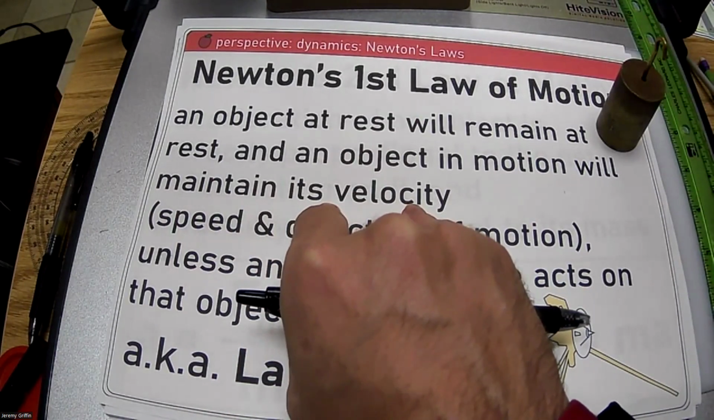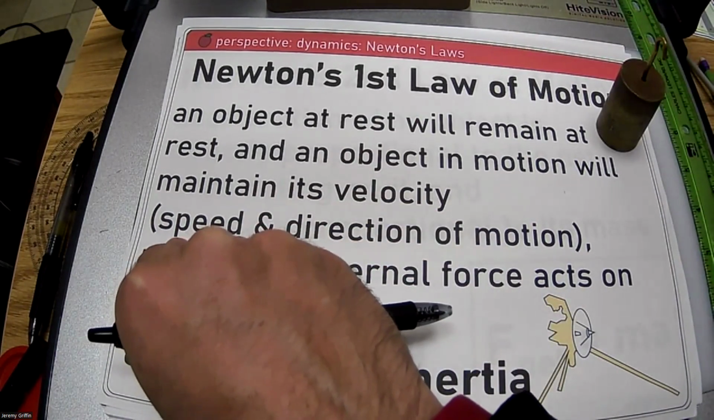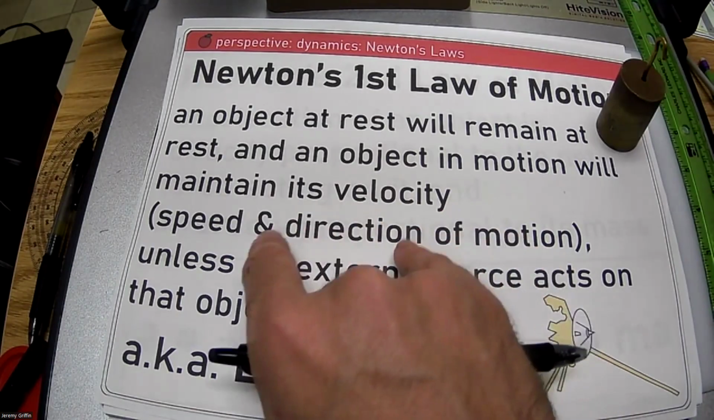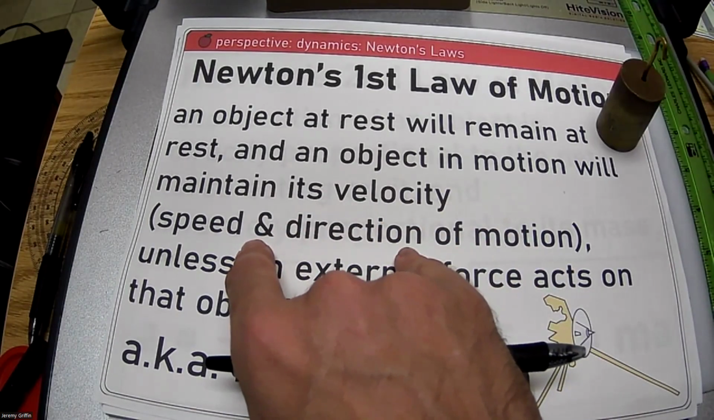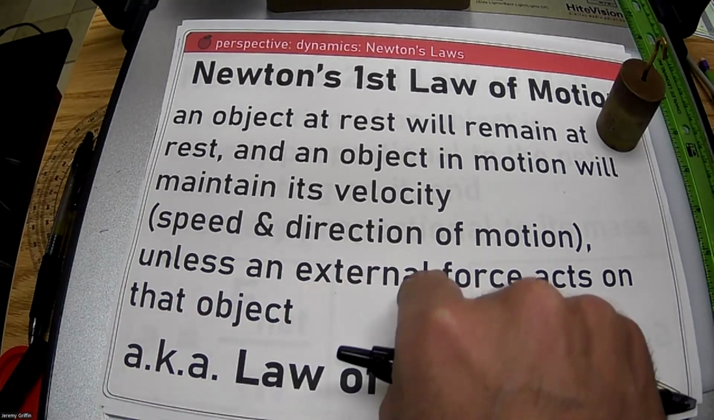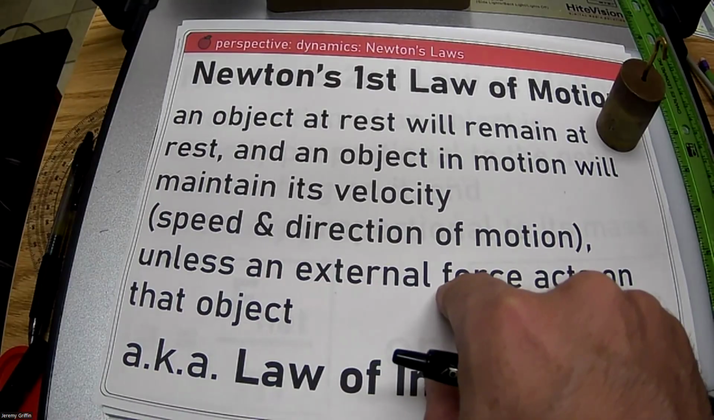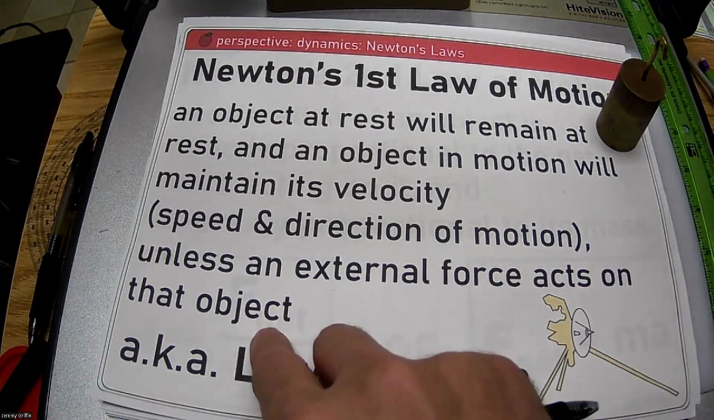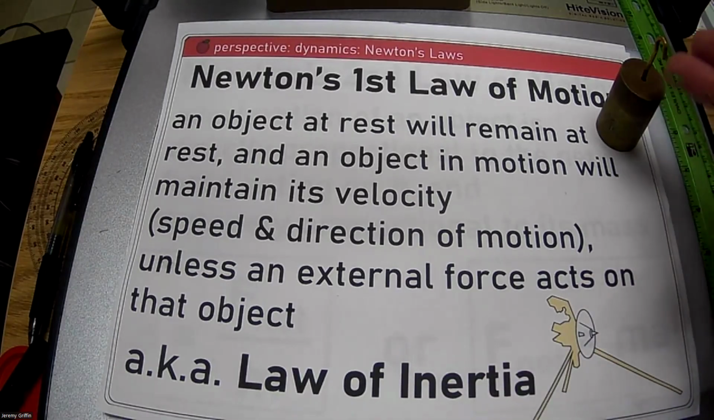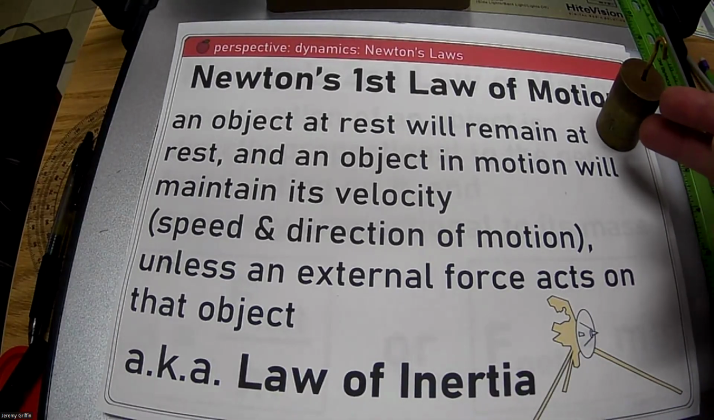Now, you guys know what velocity is. It has two parts to it: speed, but also direction of motion. So anything in motion wants to keep moving in a straight line at constant speed, unless or until there is some external net force acting on that object. I need to go back and add the word net here. That's also called the law of inertia. So if anything is at rest, there must be zero external net force acting on it.